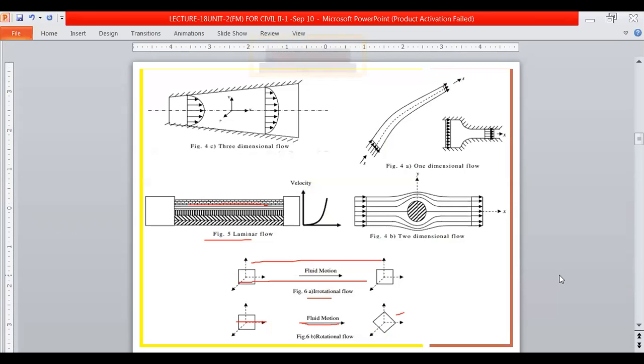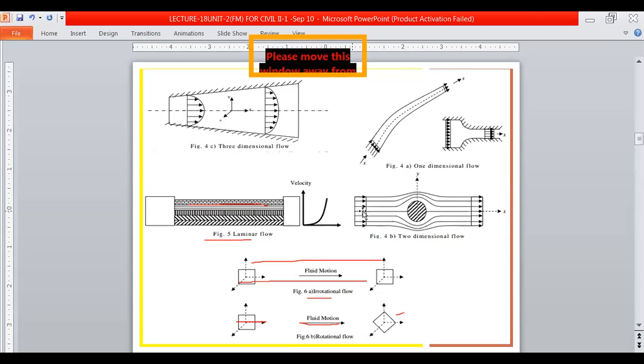Next, if you see the figure of these three things, first the one-dimensional flow. Here the liquid is passing in a channel in this fashion, in one direction only. You don't have the y and z directions. If you see the two-dimensional flow, here the water is passing in this way, along x, and it takes some other direction.